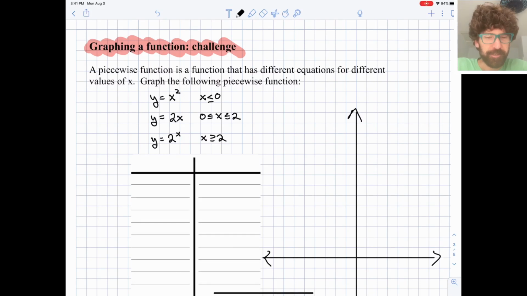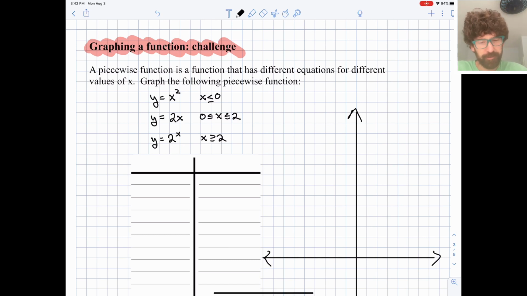All right, so here is our challenge problem for graphing a function, and this is a particular type of function called a piecewise function that's made of a few different pieces. So in other words, based on what x is, there are different rules that we need to follow to determine what y is. So it's a function that has different equations for different values of x. And I encourage you to give this a try on your own, pause the video, and then check back in and follow along and see how you did.